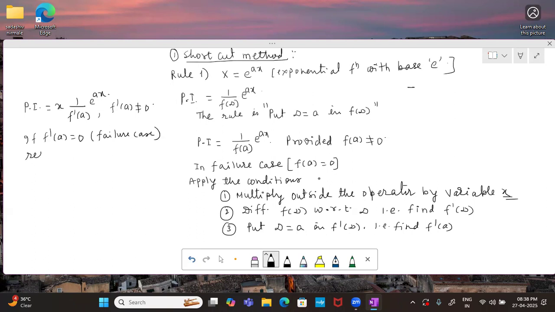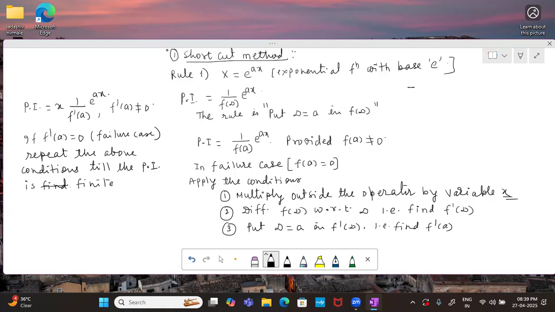Repeat the above conditions till the PI is finite. So these are the steps to find the PI, till the PI is finite. These are the steps to be used while finding the PI.